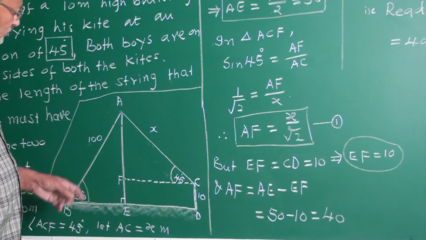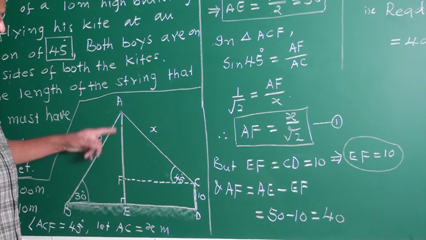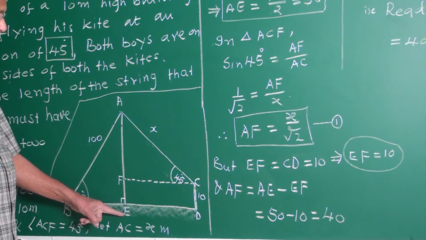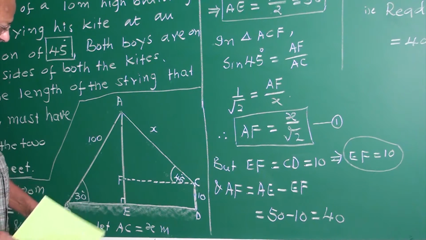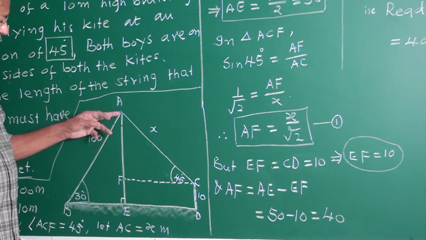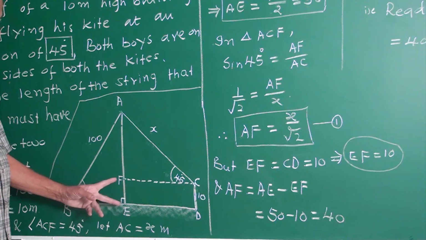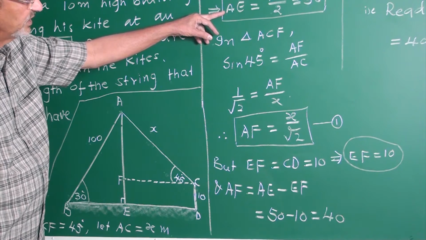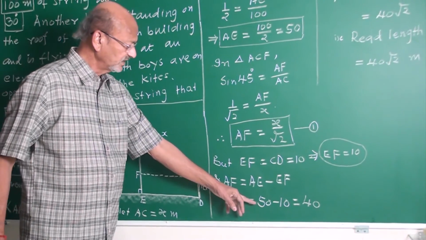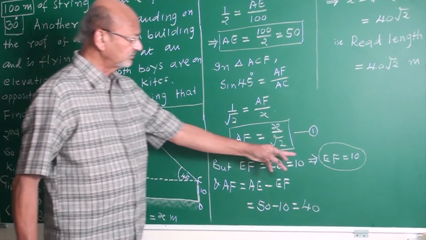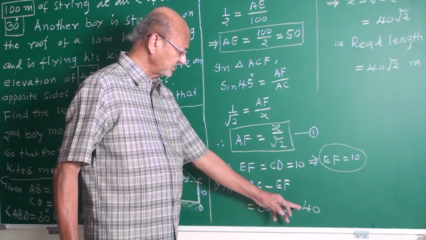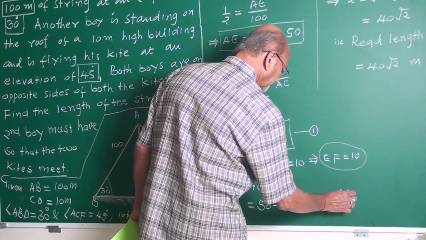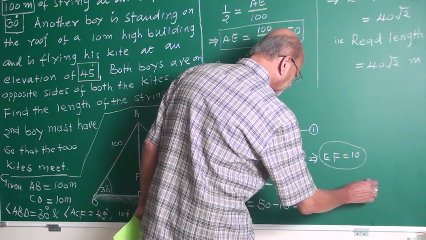Second, AF equals AE minus EF. But what is AE from 1? AE is 50. So AF is 50 minus EF. EF is 10. 50 minus 10 is 40. Therefore, AF is 40 meters.